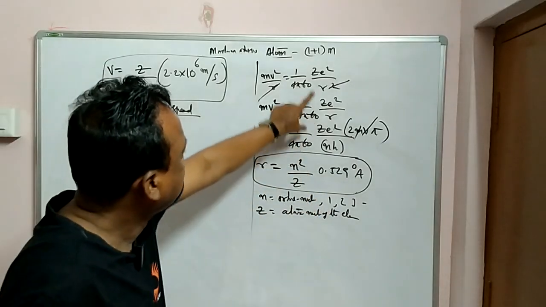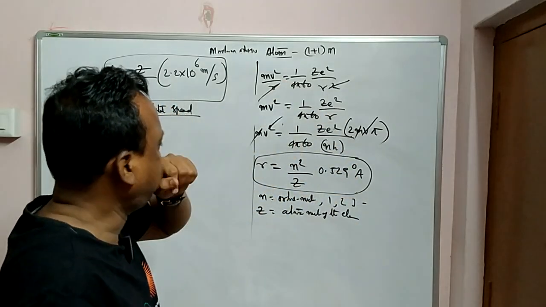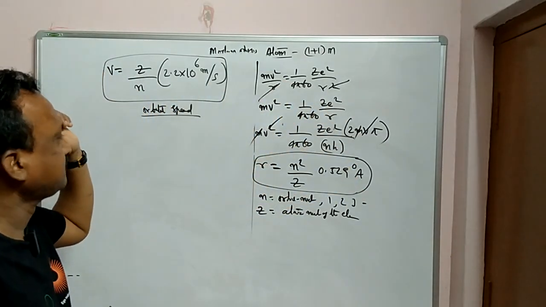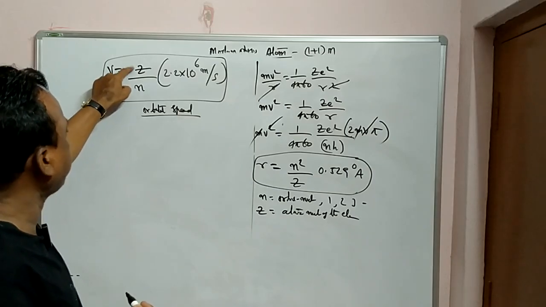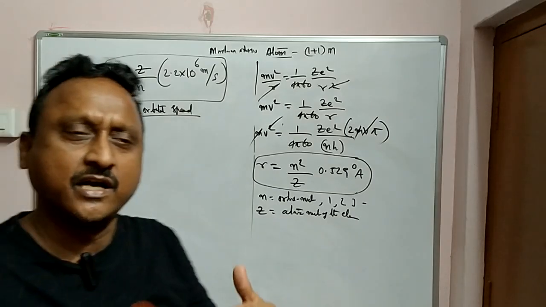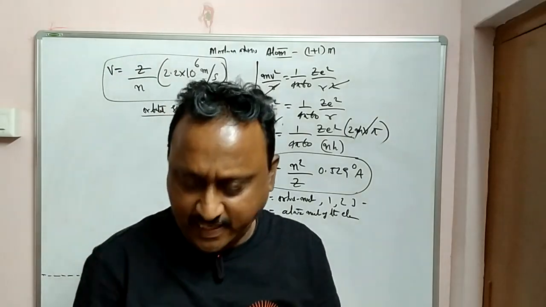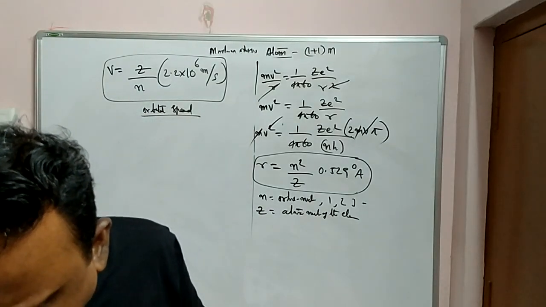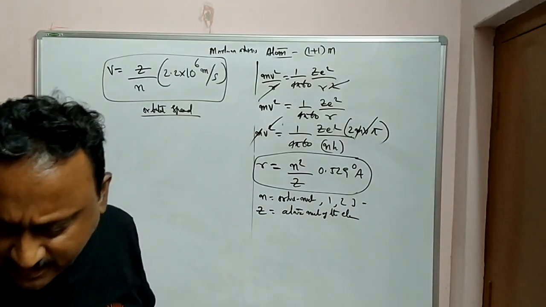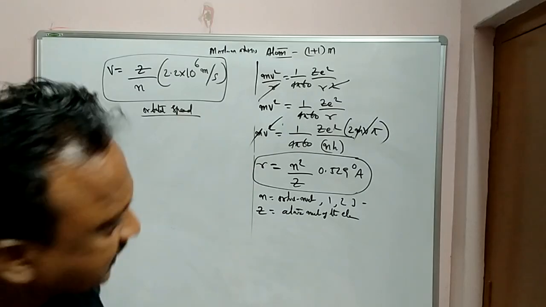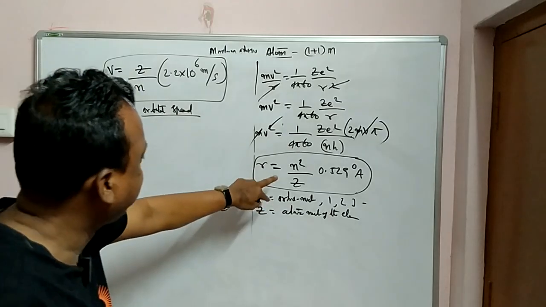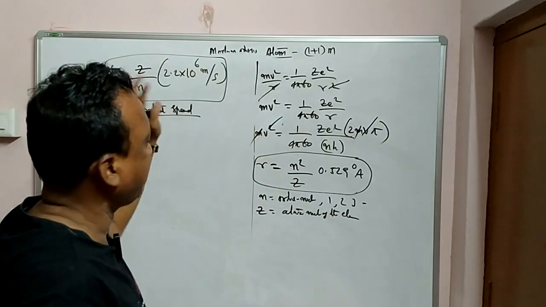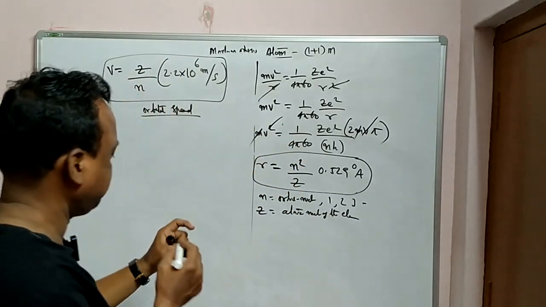Same from this equation only. Whatever equation I told you now, from that equation you can calculate. Z is atomic number, N is orbit number, that means ground state, first excited, second excited, like that you can get the value. Clear? So 2.2 into 10 power 6 meters per second. See, you can get the reverse here: R is equal to N square by Z, you get Z by N. This you have to remember.